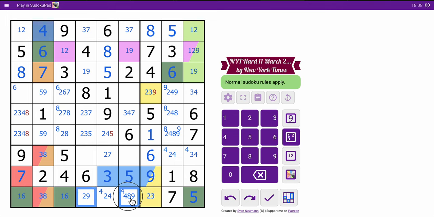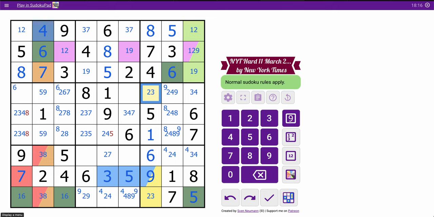So now I've got 9 limited to one of those two. Oh, but this isn't 9. 2, 3, that doesn't help us any. Two, three, two, four, three, four. Interesting. But, no. 5 in the column looks down here. 2, 4, which makes that 7.